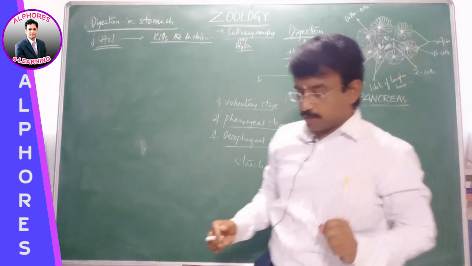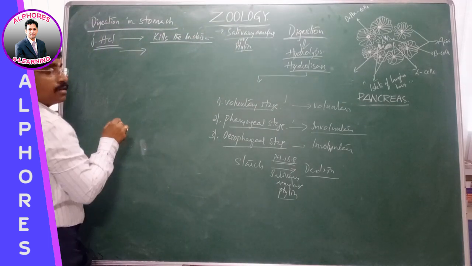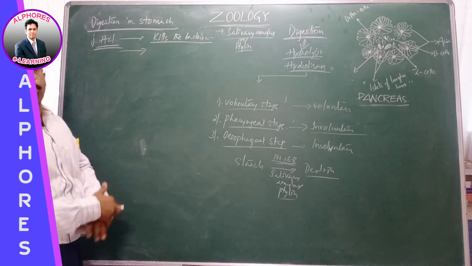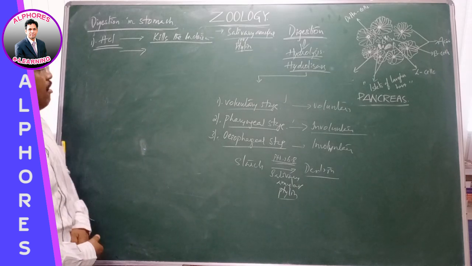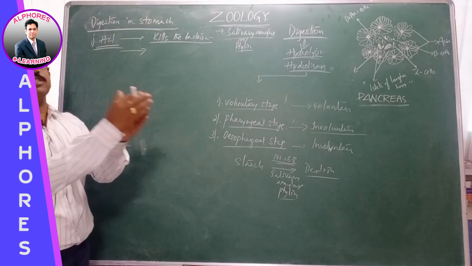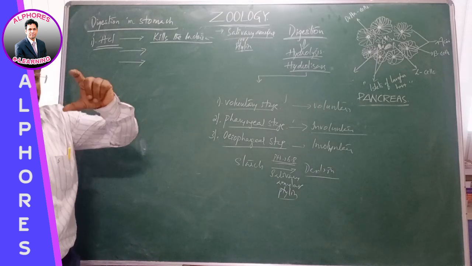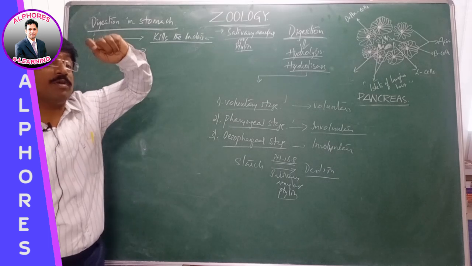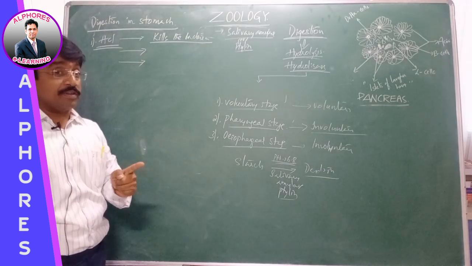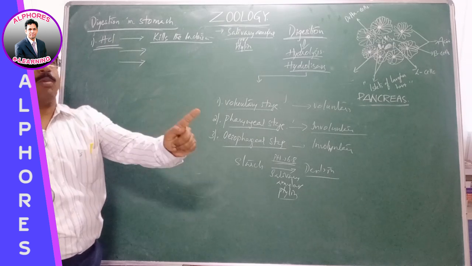First, killing the bacteria. Second, HCl is for the conversion of inactive enzymes called pepsinogen and prorenin into active enzymes. It provides the acidity. Acidic nature is very, very important for the action of pepsin. In the stomach, pepsin is the enzyme present which requires this action.